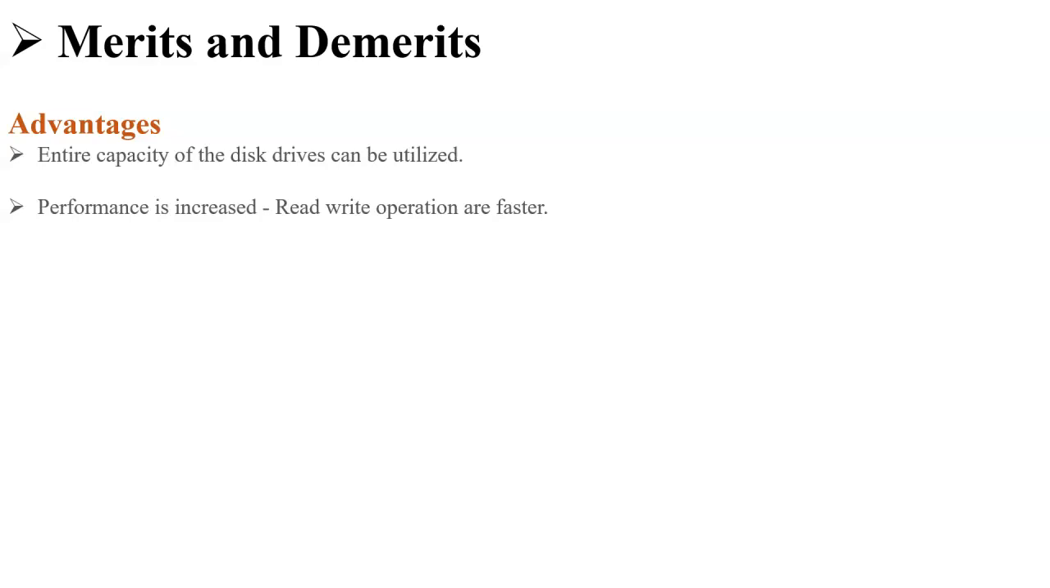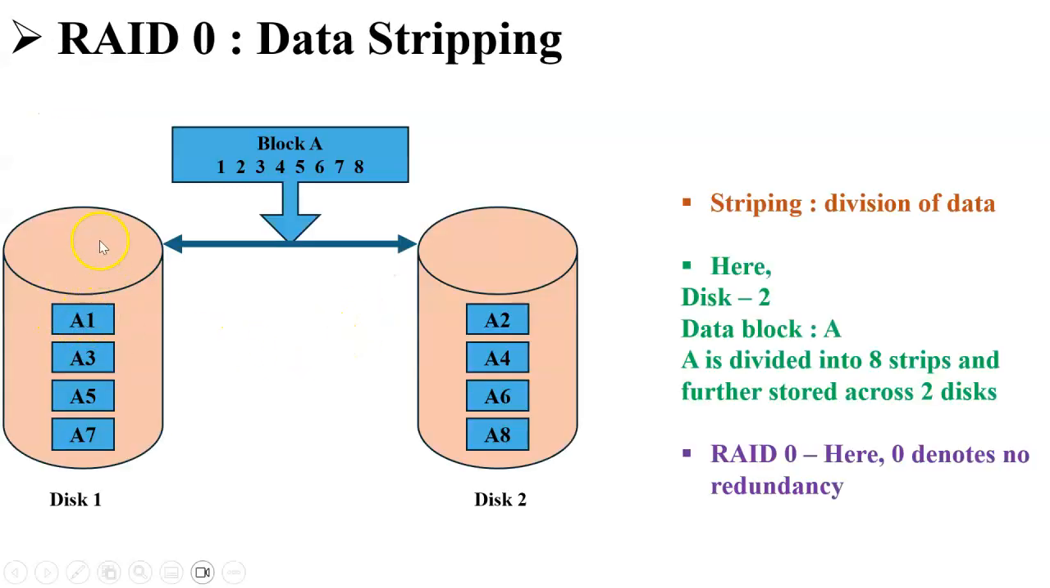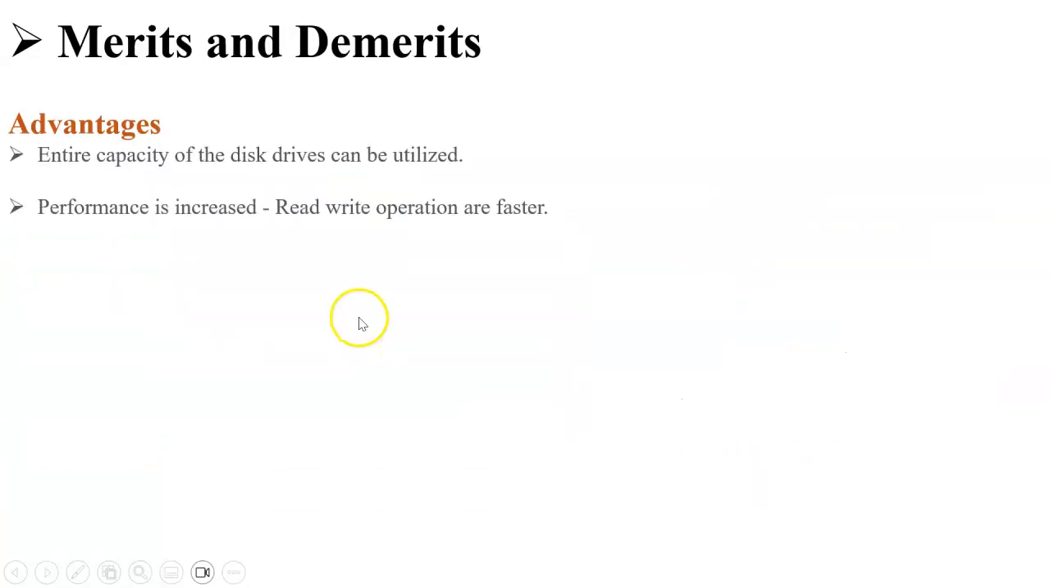Now, let us observe the merits and demerits. The first and foremost merit of RAID level 0 is that the entire capacity of the disk drives can be utilized for storage. If you observe this diagram, let us consider that this is a disk of 500 MB and this is a disk of 500 MB. Together it becomes 1 GB, so I can utilize the entire 1 GB for storage. So the utilization of the capacity of the disk drives is complete, or 100%.